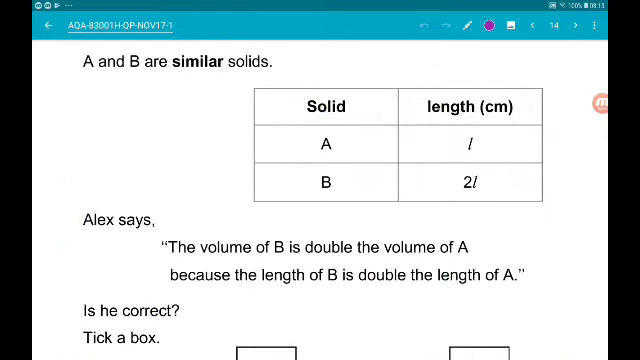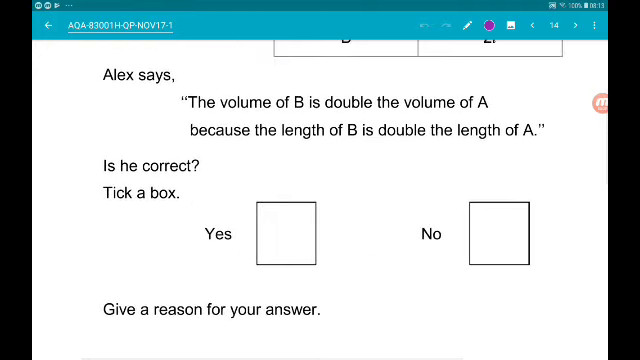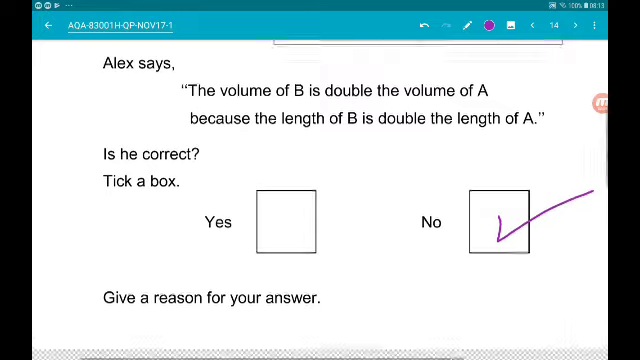Okay, question 17. A and B are similar solids. A has length L centimetres, B has length 2L centimetres. Alex says that the volume of B must be double the volume of A because the length of B is double the length of A. Is Alex correct? Take a box and give a reason for your answer. So, Alex is not correct.